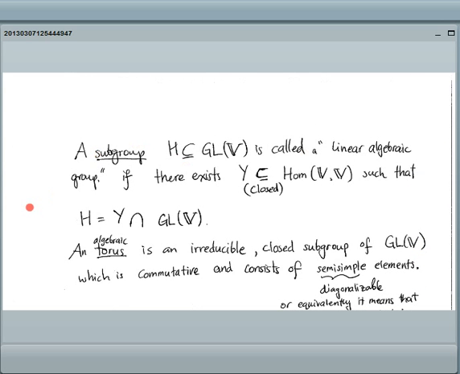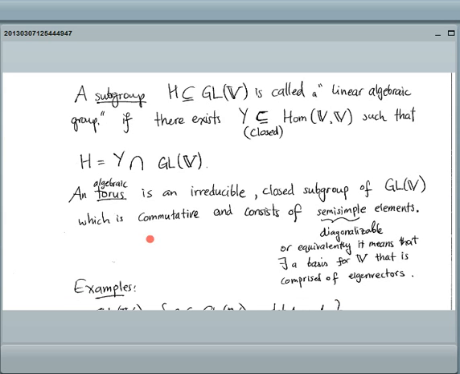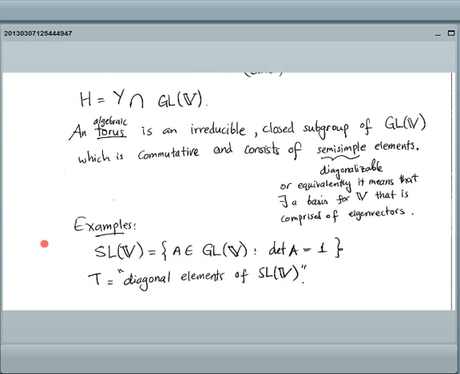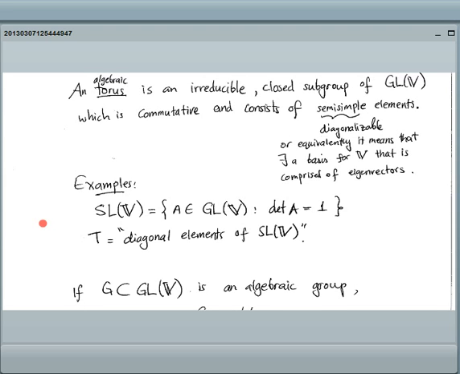Okay. So by a linear algebraic group, H, I mean a subgroup of GL(V), which is a closed set. So a subgroup of GL(V) is called a linear algebraic group if it's a group plus it's a closed subset of GL(V) in the Zariski topology. So linear algebraic groups are closed subgroups of GL(V) by definition. Now, let's move to this important notion, algebraic torus.